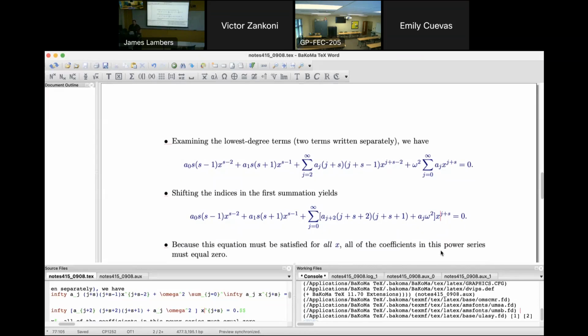Will it always be only two terms? Those are the two terms? Yes, only two. And the reason for that is because it is a second order ODE. Like if we were doing a third order, we'd pull out three terms.